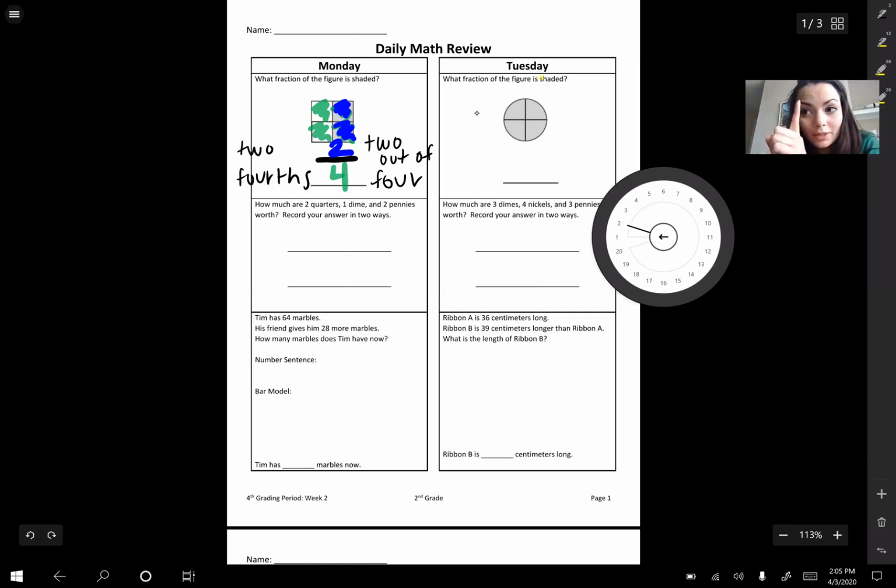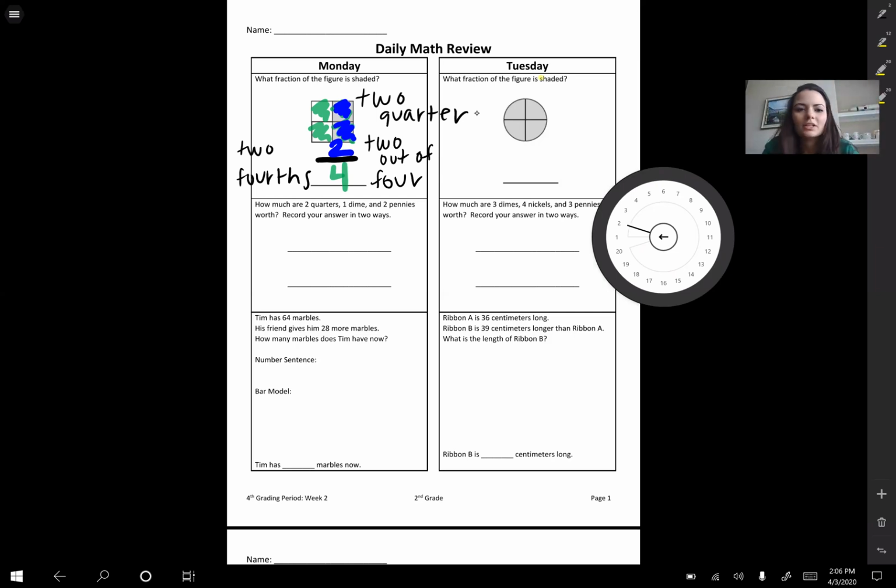And there's one more. How many quarters are in a dollar? It's gonna be 4 quarters in a dollar. So we can also say that this is 2 quarters. Because there are 4 quarters in a whole, there are 4 quarters in a whole dollar. So that is number 1.